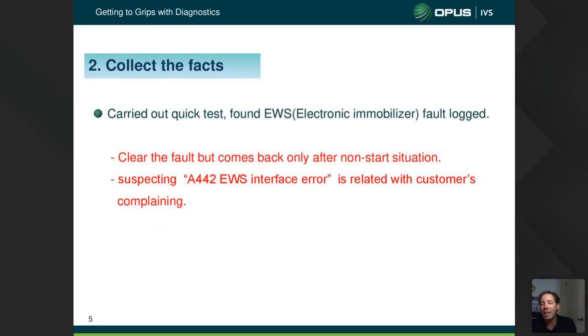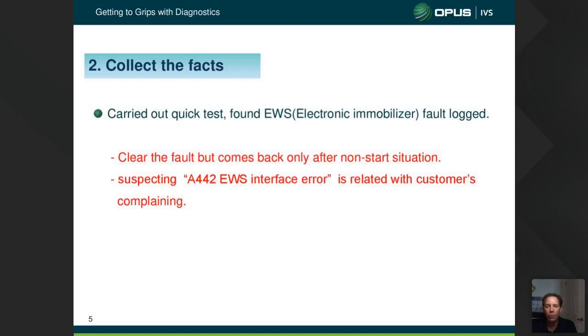Okay, number two, collect the facts. When we performed our fact check, we carried out a quick test. In that quick test, we found the EWS, which is the electronic immobilizer, has a fault logged. So this is what we did. We cleared the fault codes, but it came back after a non-start situation. So that basically told us that that fault code definitely relates to the problem. The fault code was something to do with the EWS interface error, and that's related to the customer's complaint.